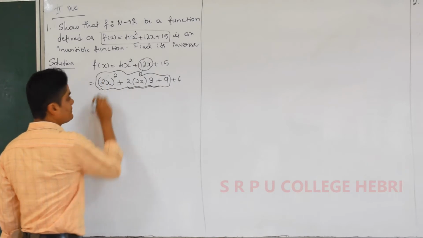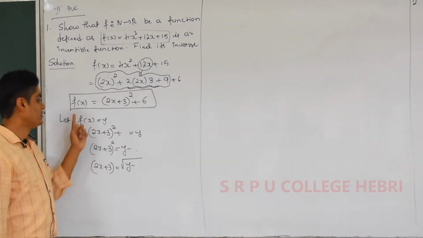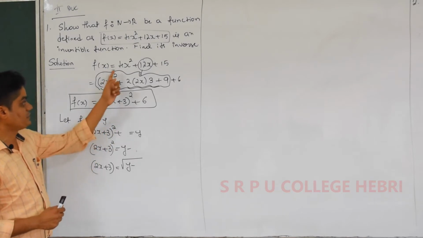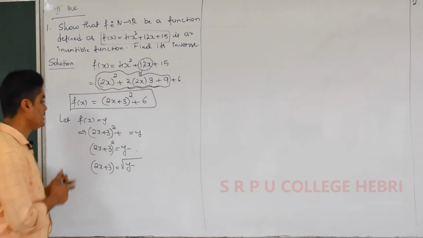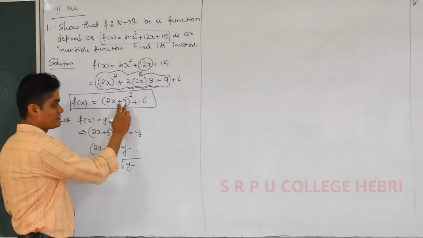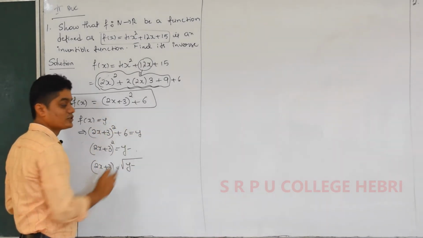Now this will be a perfect square for us. So tell me what this is. We got f of x equal to (2x plus 3) whole square plus 6. This is the new f of x for this particular problem. Now take f of x equal to y. Then (2x plus 3) whole square plus 6 is equal to y.